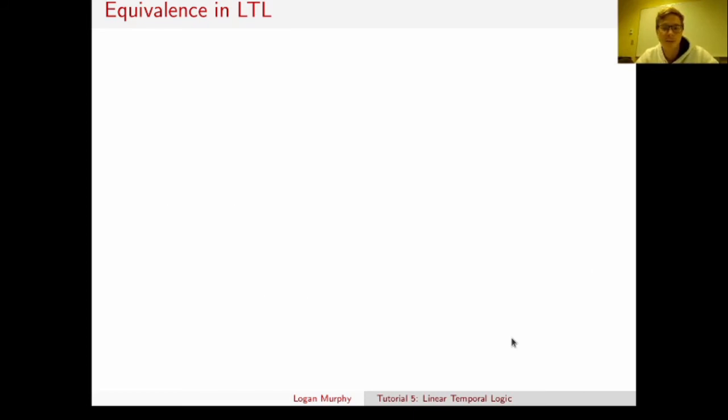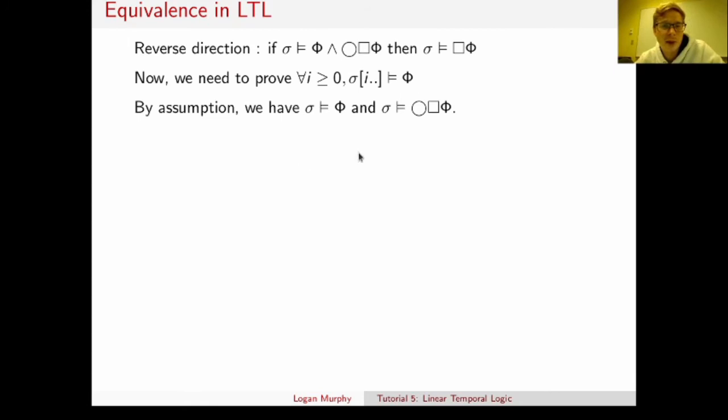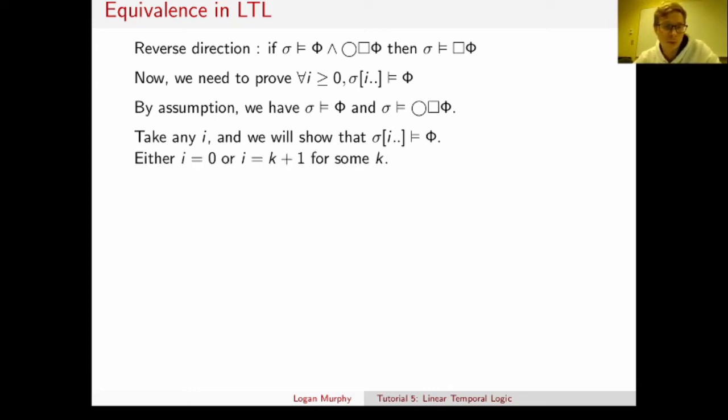So that's pretty easy. Okay, for the reverse direction, if sigma satisfies phi and next always phi, then sigma satisfies always phi. So we need to prove that for any i, sigma i satisfies phi. And by assumption, we have both sigma satisfies phi and sigma satisfies next always phi. We just broke up this conjunction in our premise. So our proof is going to say, take any i and show that sigma i satisfies phi. We don't know much about i, aside from it's a natural number, and so we'll have to do the same case analysis that we did before.